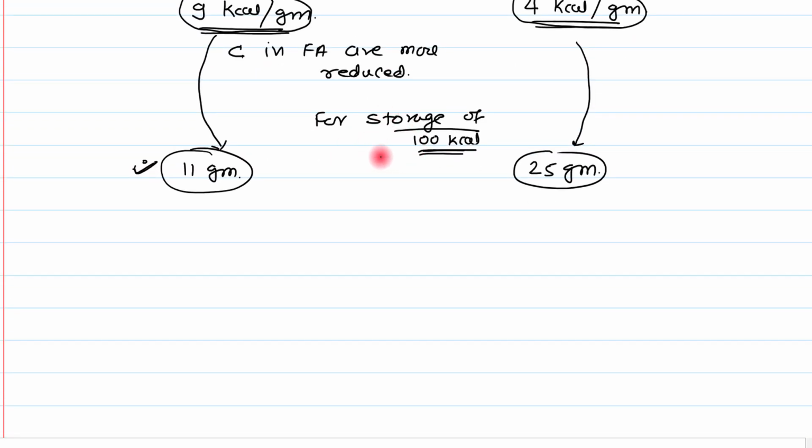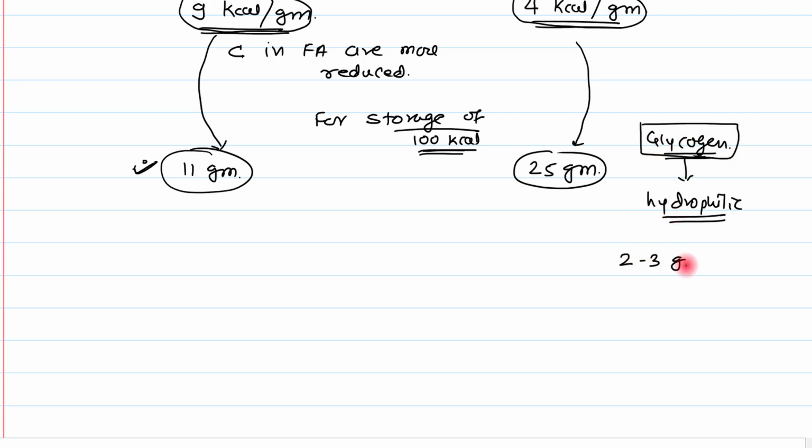in this is that glycogen is a carbohydrate, right? And it is a hydrophilic, water soluble compound. So when glycogen remains stored in the body, it is not dry glycogen, it is always along with water. It is estimated that 2 to 3 gram of water is there with every gram of glycogen.